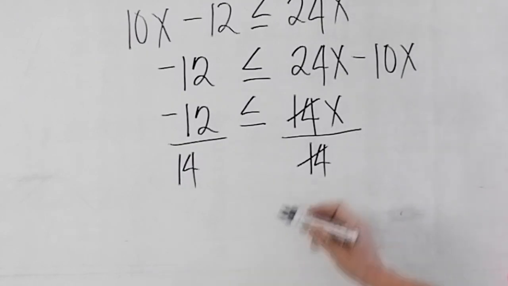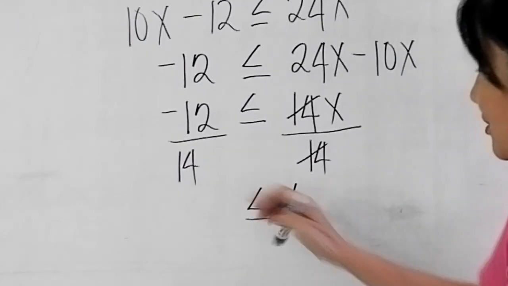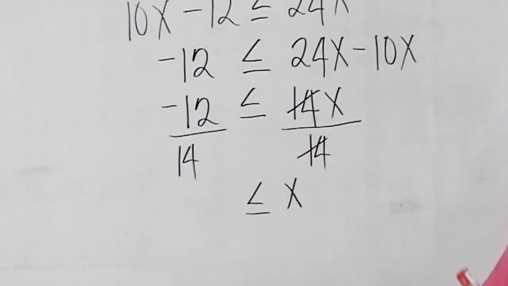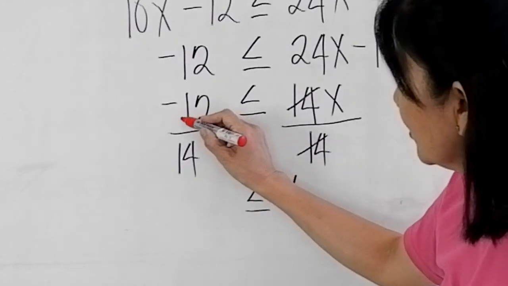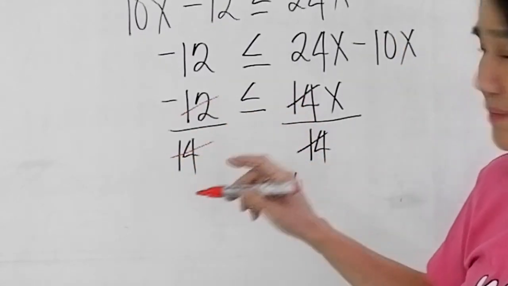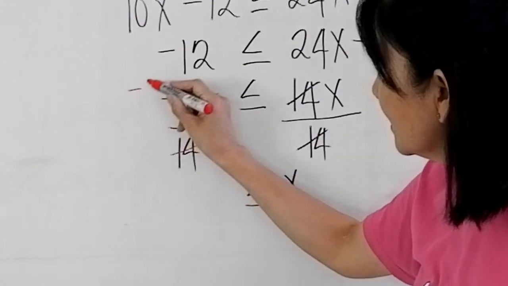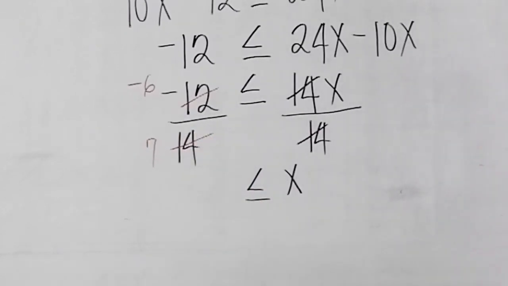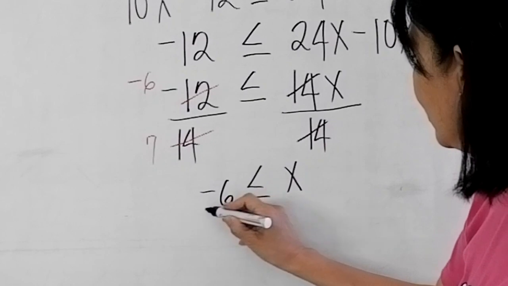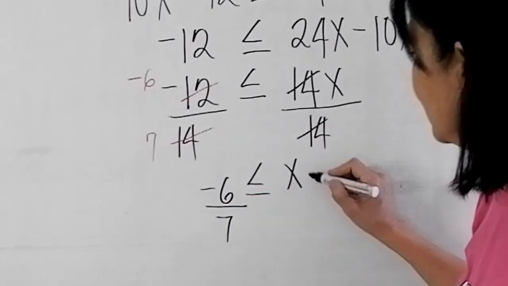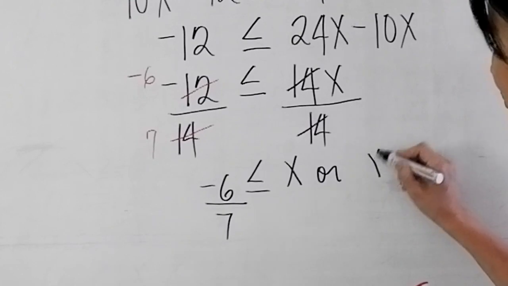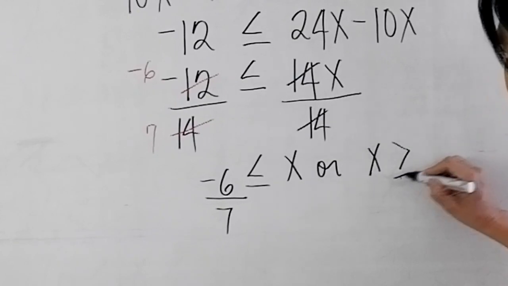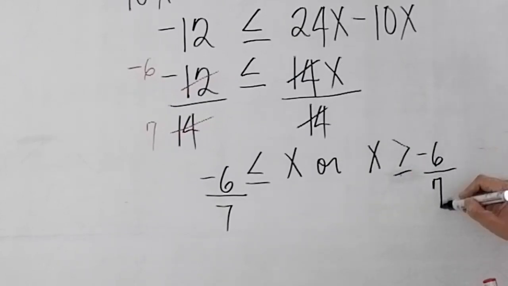Cancel this. You're left with x is greater than or equal to, look at these numbers. They are still simplifiable, rather. So, they are both divisible by 2. Negative 12 divided by 2 is negative 6. 14 divided by 2 is 7. So you have here negative 6 over 7. What is the meaning of this? This is also or. If you put x on the left side, it becomes x is greater than or equal to negative 6 over 7.